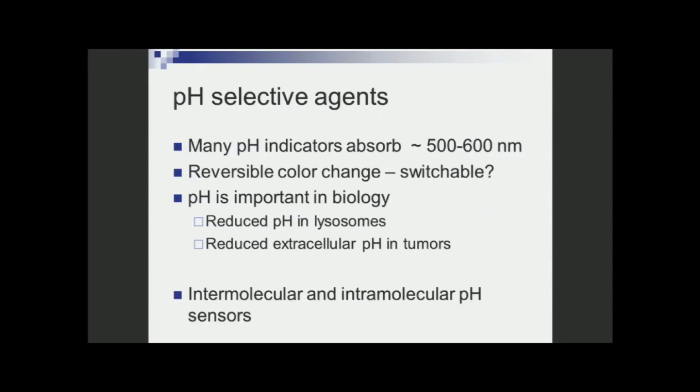So to start this project, we started with the concept of working with pH selective agents. Many pH indicators absorb in the 500 to 600 nanometer bandwidth. The color change is reversible, indicating that a switchable agent might be possible. And of course, pH is very important in many aspects of biology. The pH of lysosomes sits around 5.5. Extracellular pH in tumors is reduced, so it might have some kind of function in biology. And we're going to look at trying to make intermolecular and intramolecular pH sensors.